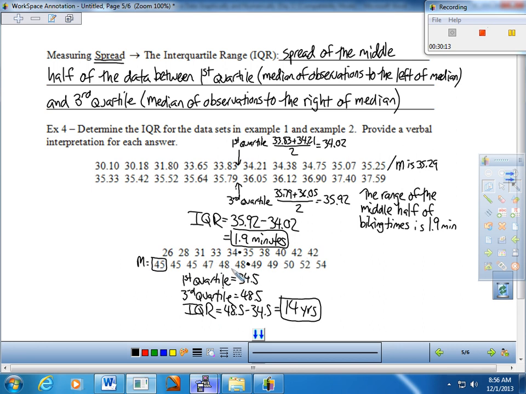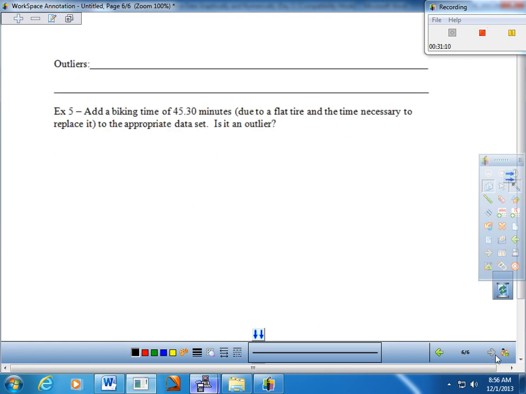Okay, well, let's go ahead and quickly put this in place. Verbal interpretation, here's what I would say. Again, just to emphasize, IQR really represents the range of the middle half. So the range of the middle half of ages is 14 years. Perfect. Okay, very nice. Let's get into the last piece.